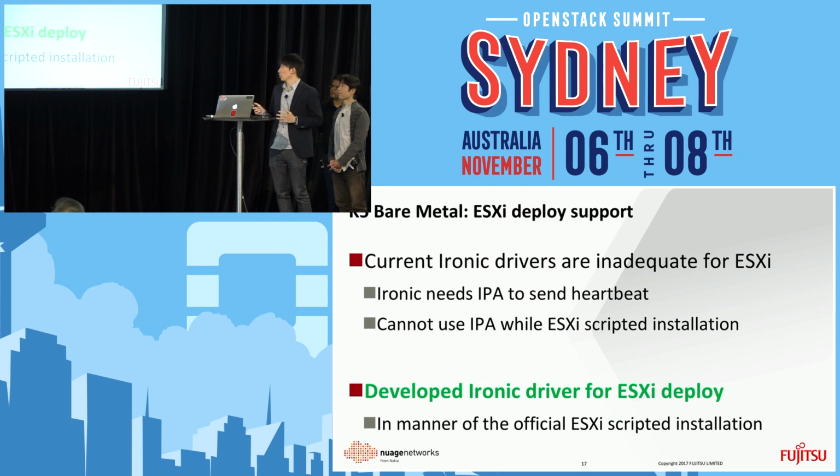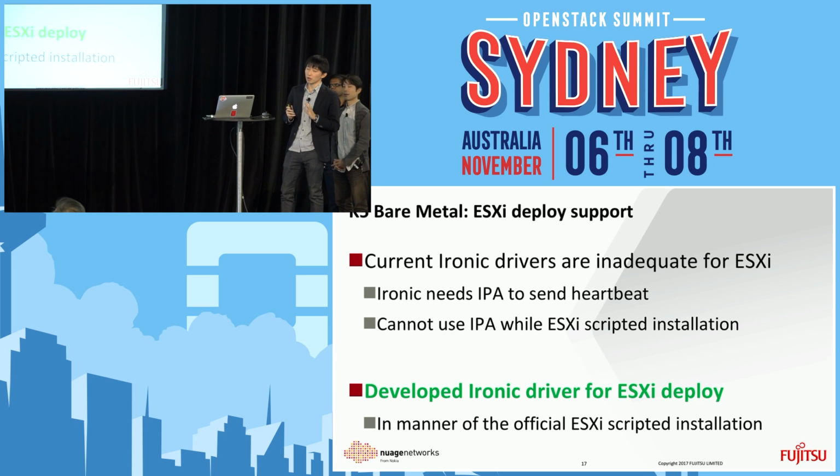And ESXi deploy support. Ironic needs IPA to send heartbeat for updating node provisioning statuses. But, however, we cannot use IPA in the official flow of ESXi scripted installation. So we have developed a new Ironic driver and integrated it to our Baremetal service to support ESXi deploy.